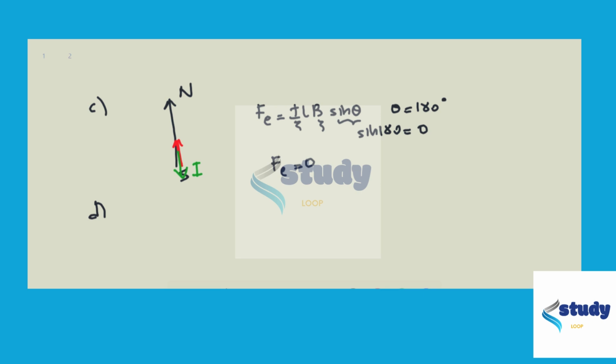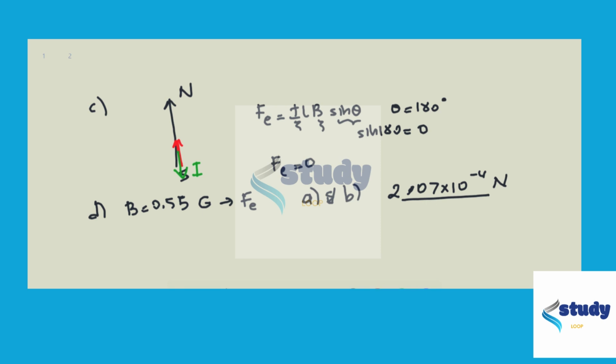In part D, we are asked, given the Earth's magnetic field of 0.55 Gauss and the force exerted by the Earth's magnetic field, whether or not this is interfering with household electronics. In order to answer, let's go back to our answers to parts A and B and see how small the calculated force was. It was something like 2.07 times 10 to the power of negative 4 newtons, right? That was the force, so it's a very small number.